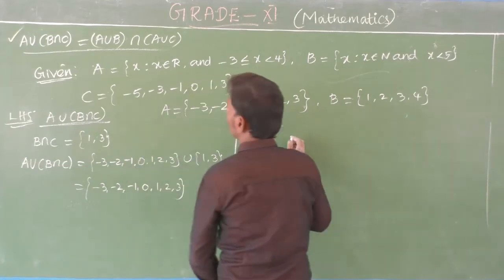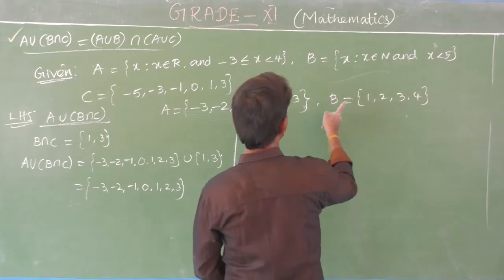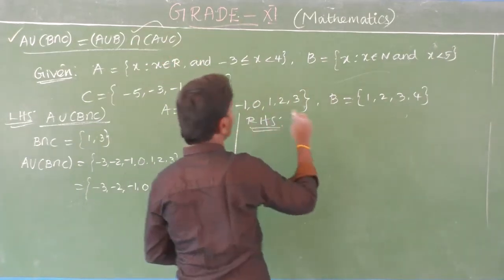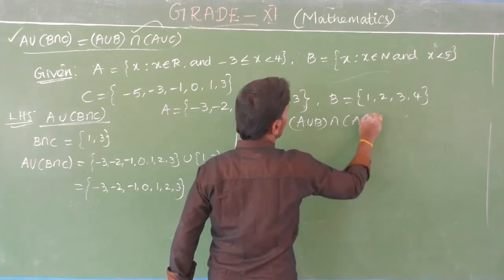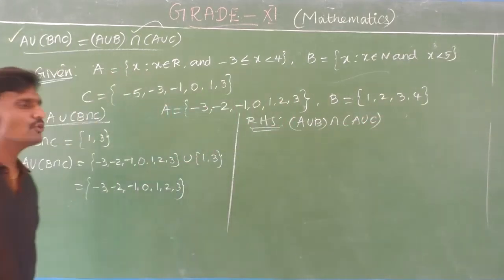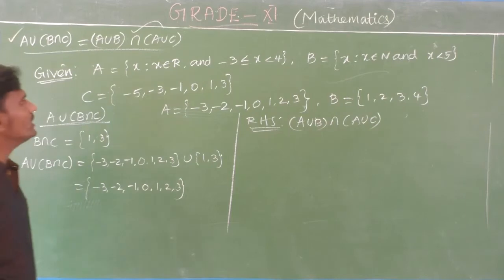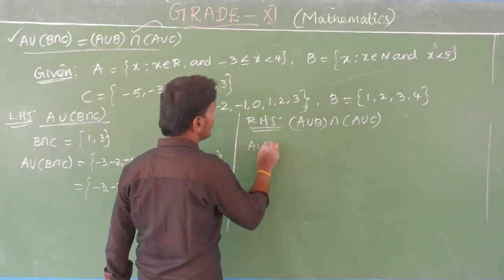So what is your right side? What is the right side? Is A union B, intersection A union C. So first I am going to take A union B. A union B. So join the elements of A and B.